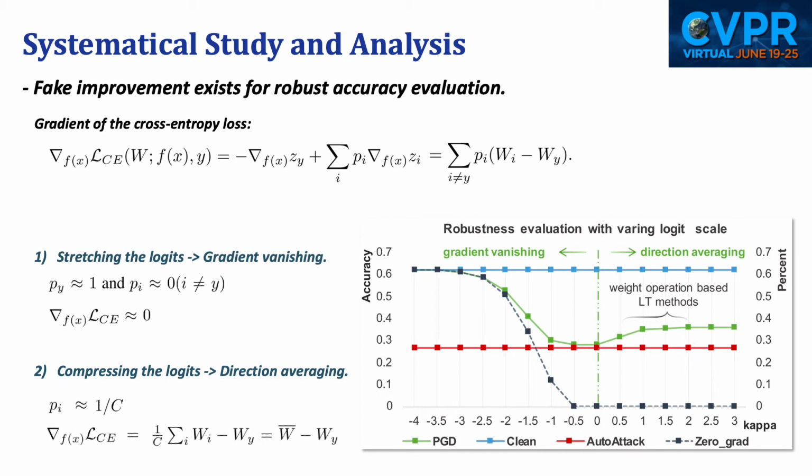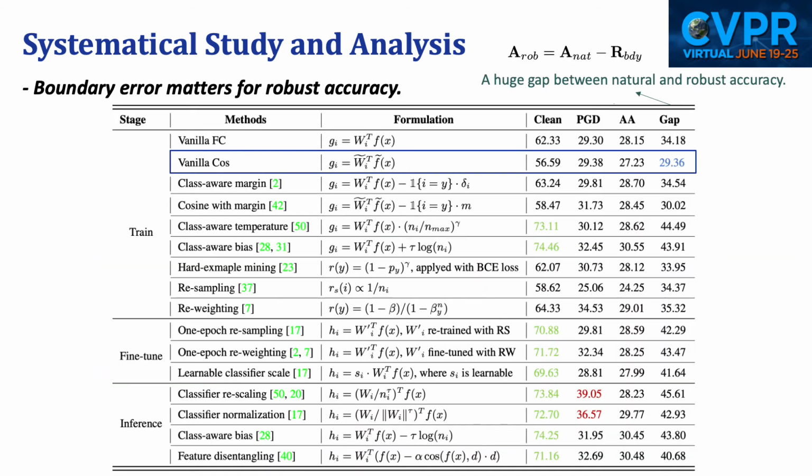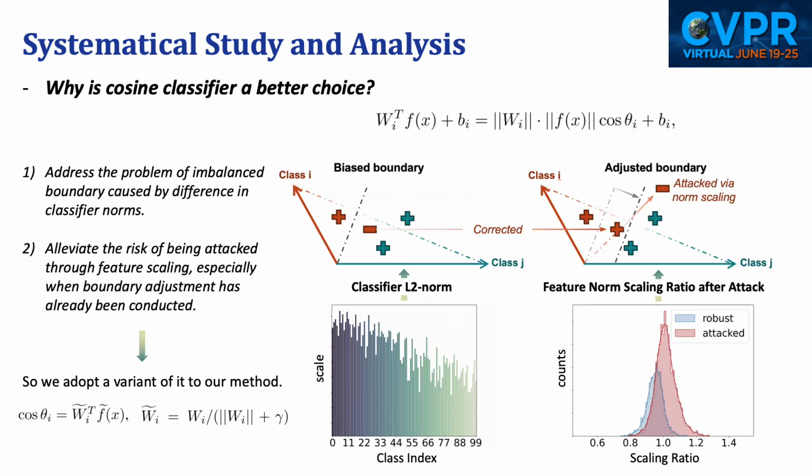Specifically, the false sense of security is not new knowledge. We clarify that there are 2 terms of it, namely gradient vanishing caused by logit stretching, and direction averaging caused by logit compressing. Classifier rescaling-based methods suffer from the latter. Finally, in order to obtain a stronger robustness, it is critical to keep a low boundary error, or the gap between natural and robust accuracy. And the basic cosine classifier appears to benefit from this, marked in blue. The cosine classifier addresses the problem of imbalanced boundary caused by difference in classifier norms, and it alleviates the risk of being attacked through feature scaling, especially when boundary adjustment has already been conducted. Thus, we adopt a variant of it in our method.